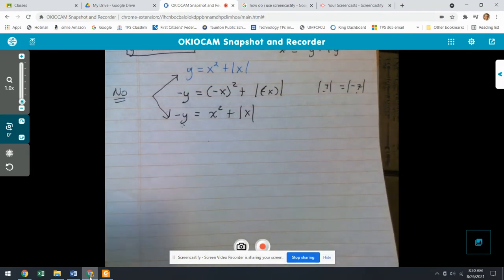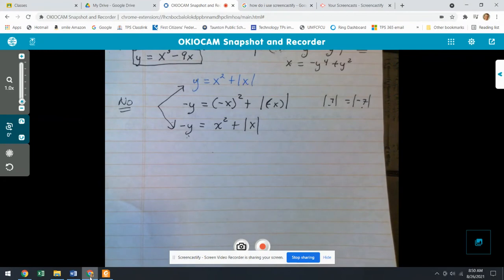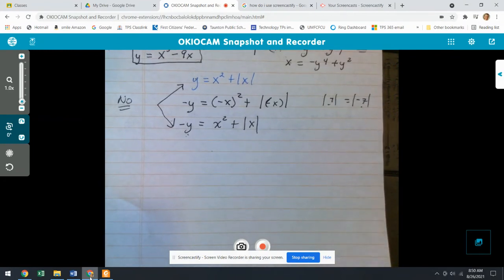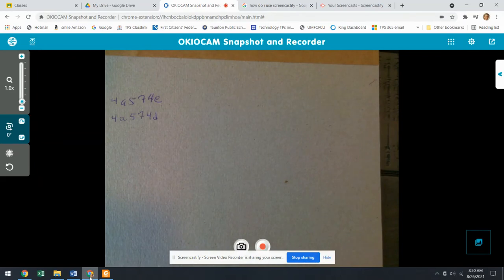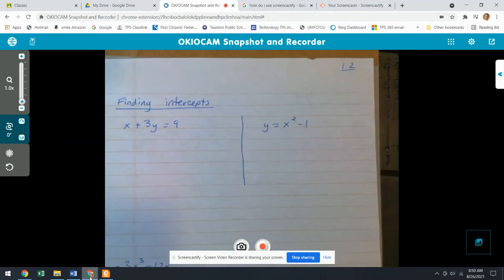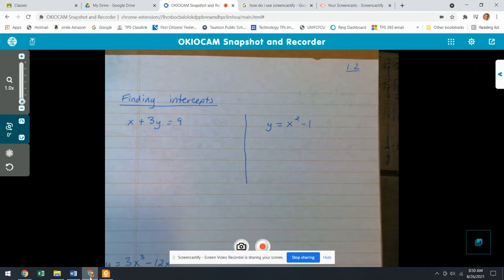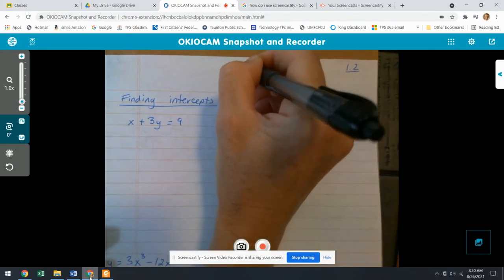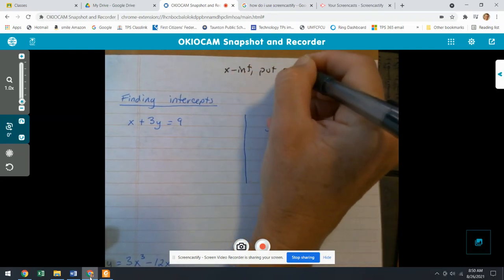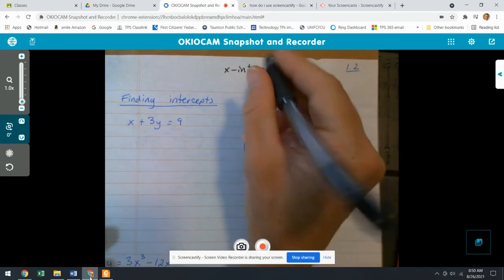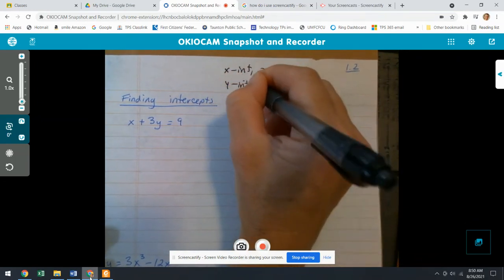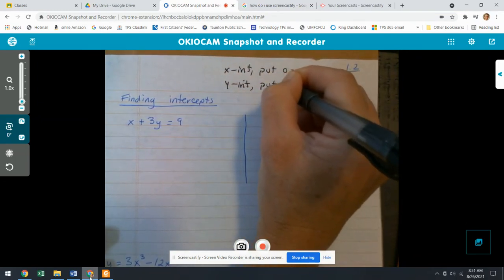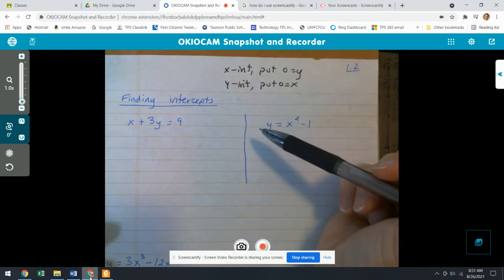All right. One other thing we can tell about graphs that's talked about in chapter 1.2 here are finding intercepts. And you definitely learned this in Algebra 1, probably came back and saw it in Algebra 2 as well. So for finding intercepts, if you want to find the x-intercept, what you want to do is put in 0 for y. And to find any y-intercepts, put in 0 for x. Okay, so we're going to do that.